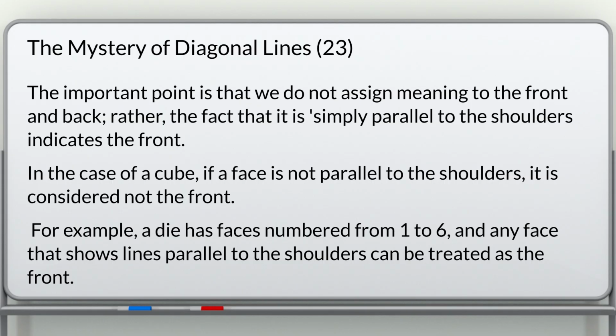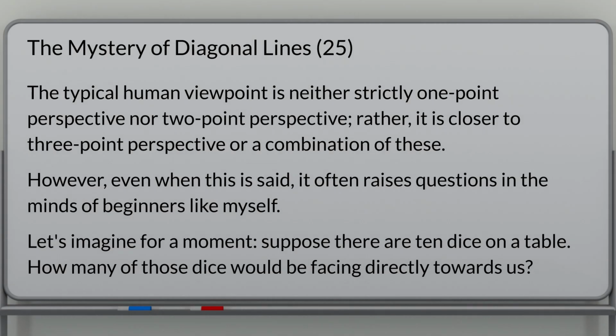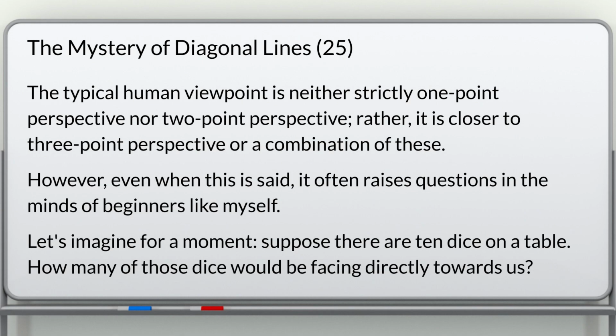In the case of a cube, if a face is not parallel to the shoulders, it is considered not the front. For example, a die has faces numbered from 1 to 6, and any face that shows lines parallel to the shoulders can be treated as the front. For example, a case that is not the front would be arranged like this. In this situation, one-point perspective and two-point perspective are mixed together. The typical human viewpoint is neither strictly one-point perspective nor two-point perspective; rather, it is closer to three-point perspective or a combination of these.